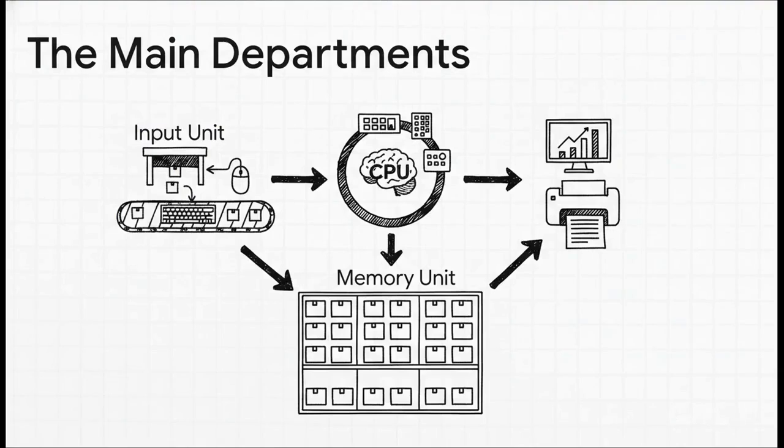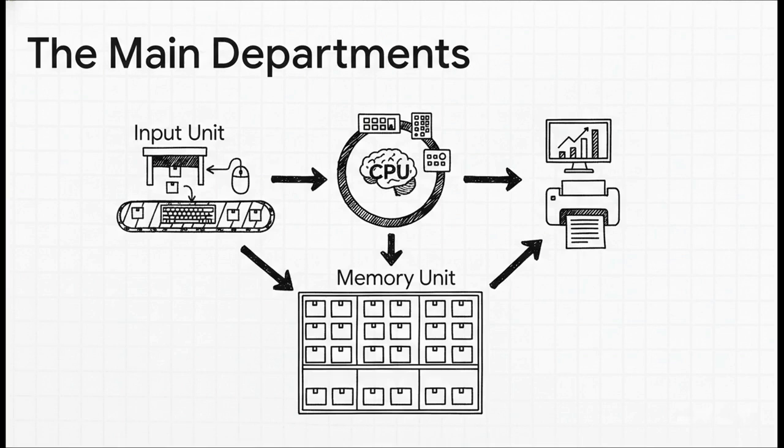First, you've got the input unit. That's your keyboard and mouse, the guys who translate our commands. Then there's the memory unit, which is like a giant warehouse, storing things short-term in RAM or long-term on a hard disk. The output unit is the showroom, where you see the results on a monitor or a printer.